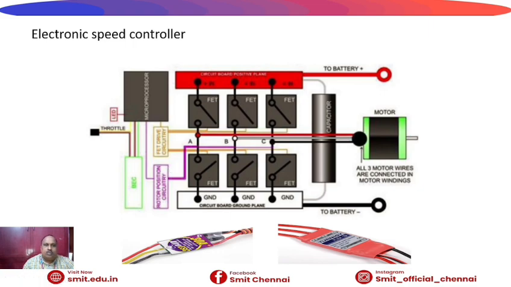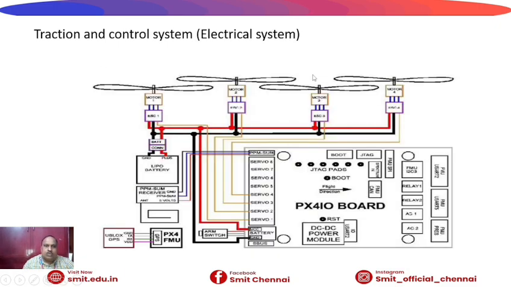So this is the overall view. You can see here the electronic speed controller, which is fitted here. There is the propeller, which is connected to the ground, and a throttle sensor, and here the rotor position, and this is the motor, which is also connected with the battery terminals. So the overall view here is the traction and control system, the electrical system.